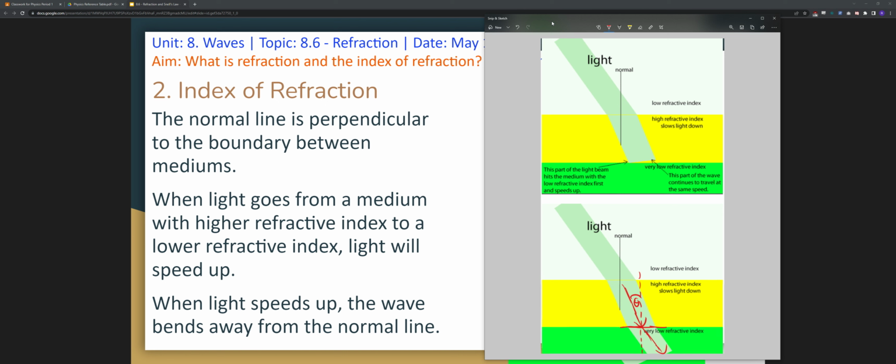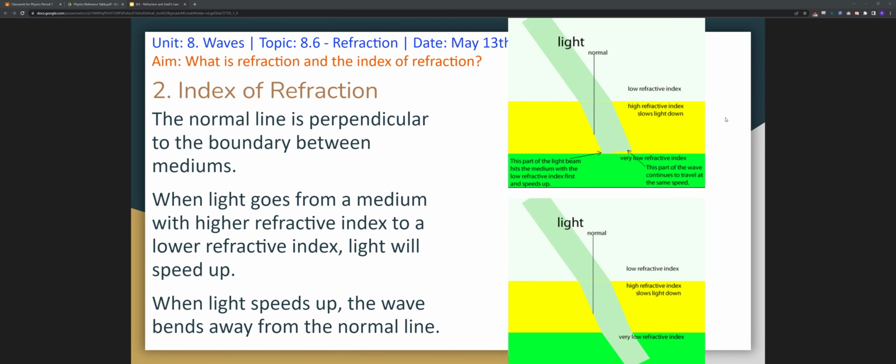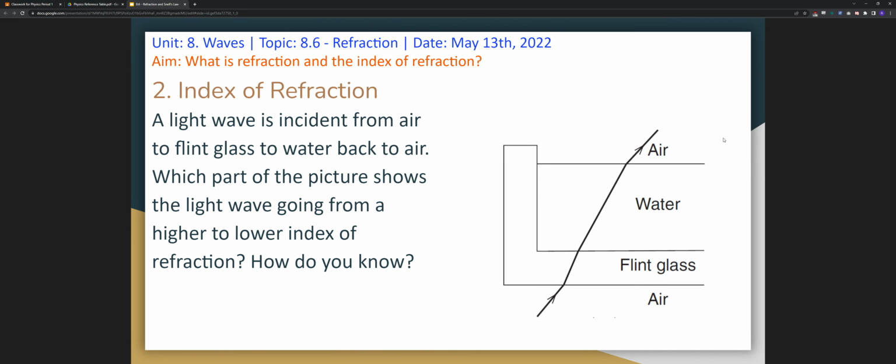You'll see that this angle right here is smaller than the angle over here, right? Which means that you're moving away from the normal line. You're bending away from the normal line, and you're getting faster. So this shows you that your wave is getting faster here. Your refracted angle is larger, and you're bending away from the normal line. It's moving away from the normal line. So that's from high to low, and you're speeding up.